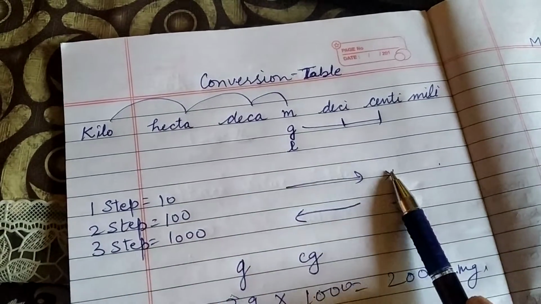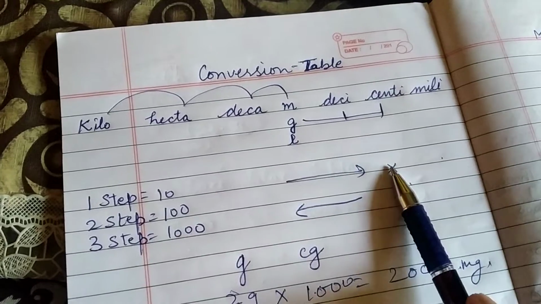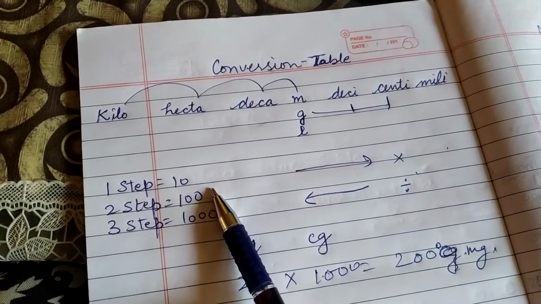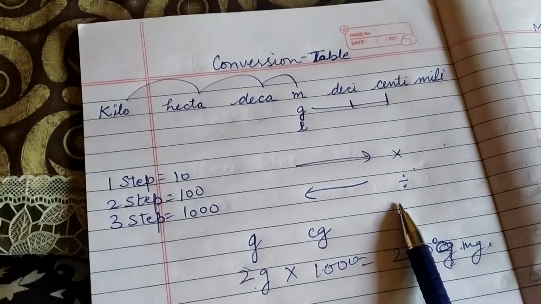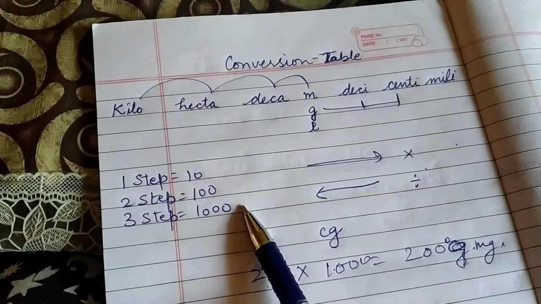So the basic thing we have to keep in mind is that if we are converting a bigger unit into a smaller unit, we multiply, which means we are moving to the right side. If we are converting a smaller unit into a bigger unit, we are moving to the left side and we are dividing. And what to divide by or multiply by depends on how many steps you are taking.